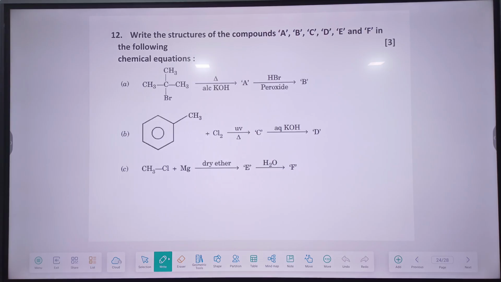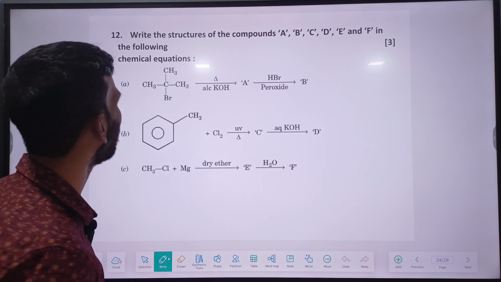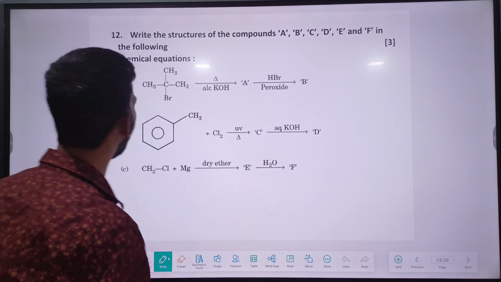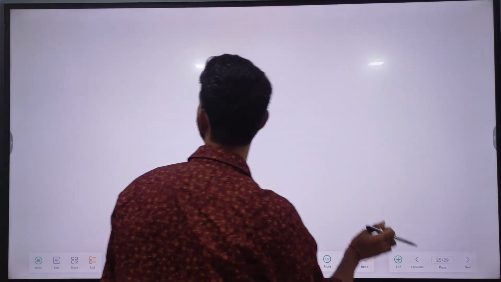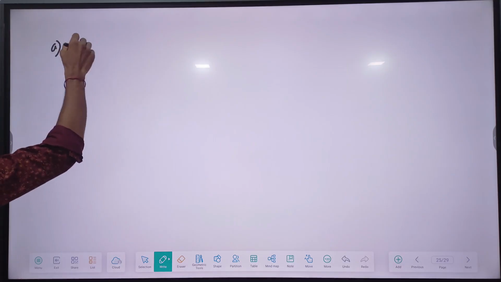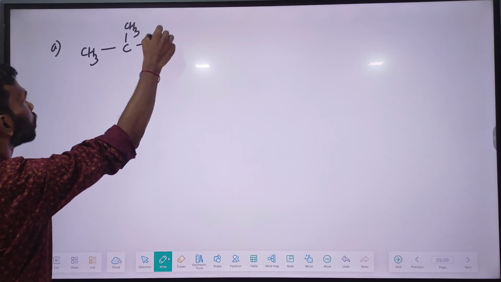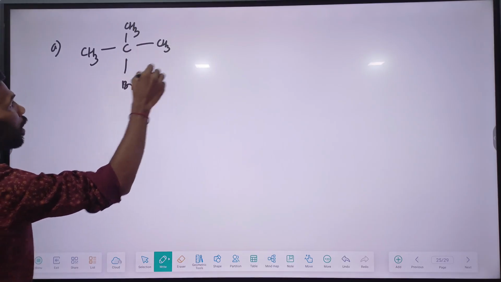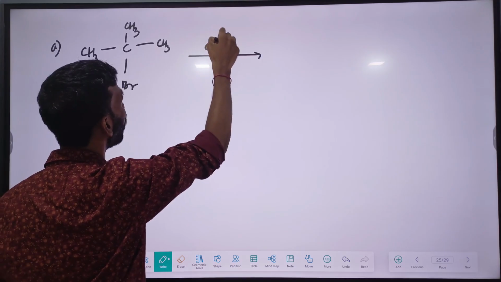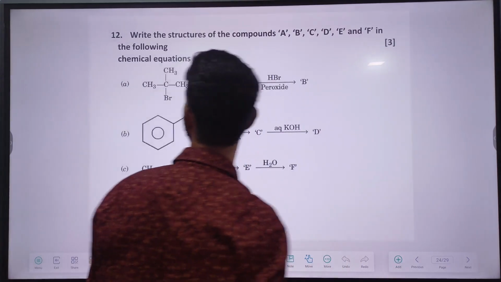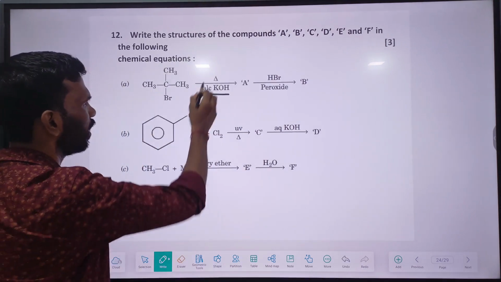Write the structures of the compounds A, B, C, D, E, F, means all of this. First we'll handle A and B. Okay, A and B. What is written? A is written CH3, CH3, CH3, Br. And what is written? Alcoholic KOH. It is written alcoholic KOH, with a little amount of heat.